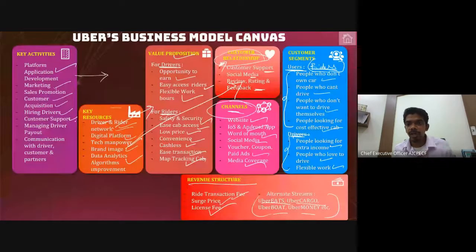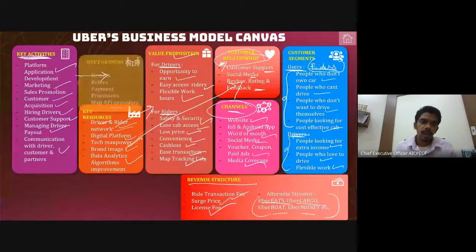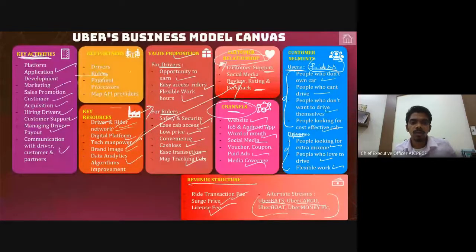Drivers has to be hired on a monthly basis. Customer support should be there, 24/7 customer support. Driver payout should be there. Communication with the driver and customer should be there. So these are all the key activities that Uber has to do, right? And who are all the key partners? Uber, driver is a main partner. Riders are major partner. That is common people, commuters. Payment processors like Paytm, Google Pay are another key partner.